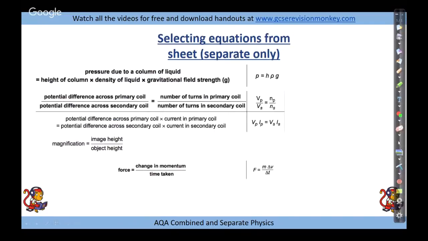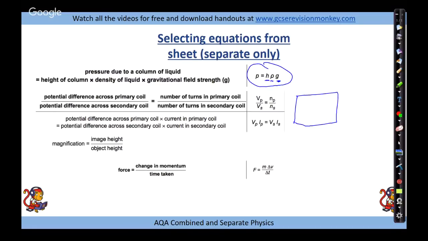Okay, so separate scientists only, here's a few equations that you might have to pick out from your equation sheet. We've got the pressure due to a column of liquid being the height of the liquid, the density of the liquid, and the gravity field strength pulling it down. That's going to tell you the pressure that's due to a column of liquid. Go and have a look at the separate science video if you want to find a bit more detail about that one. Then we've got our transformer equations.